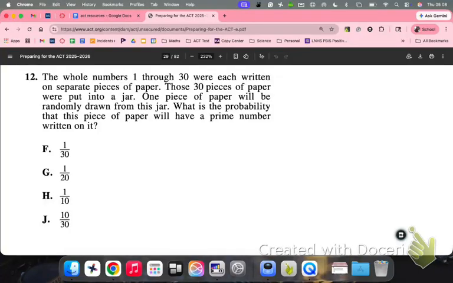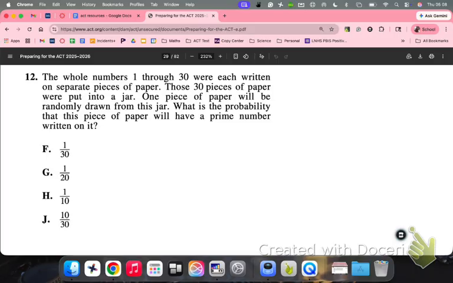The whole numbers 1 through 30 were each written on separate pieces of paper. Those 30 pieces of paper were put into a jar. One piece of paper will be randomly drawn from this jar. What is the probability that this piece of paper will have a prime number written on it?